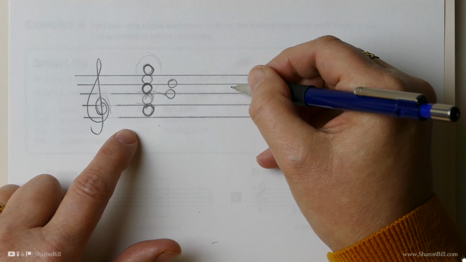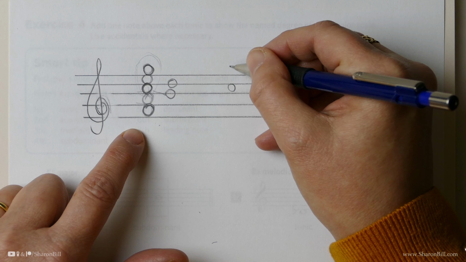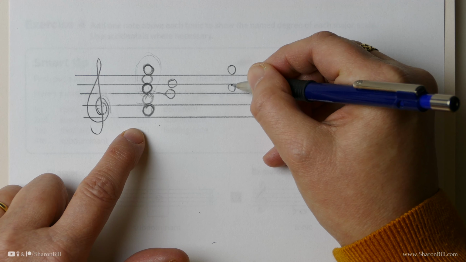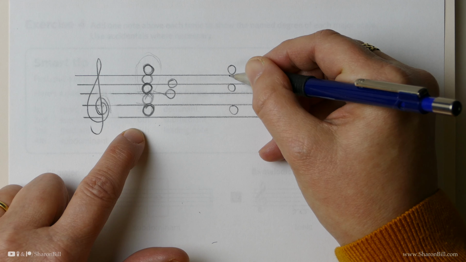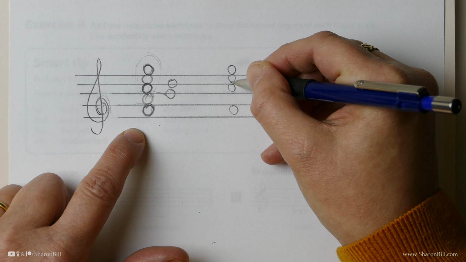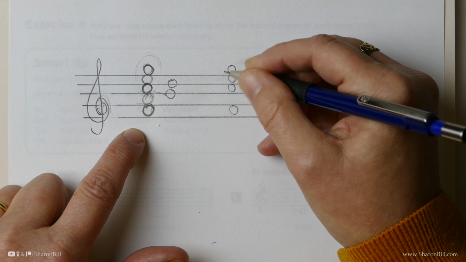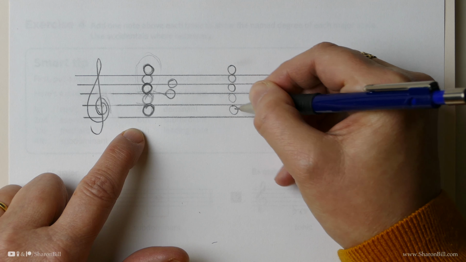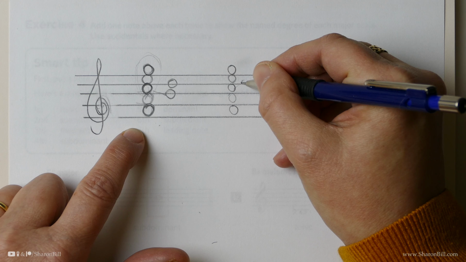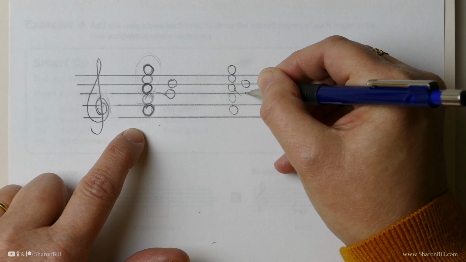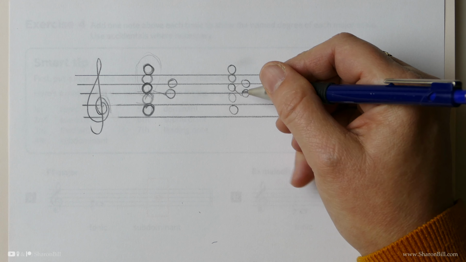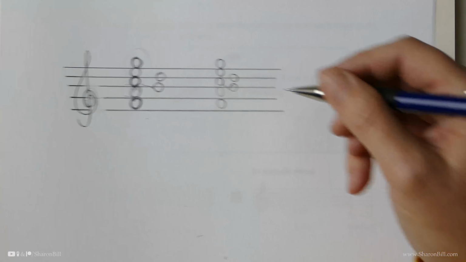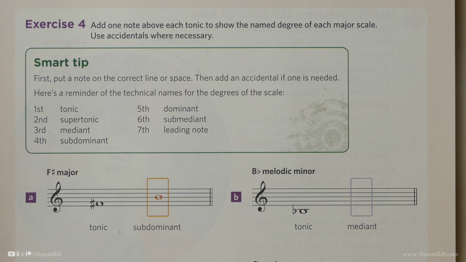So I'll do that again. We have the tonic, we have the dominant, we have the subdominant, the lower dominant, we have the mediant, we have the lower mediant, and then we have the supertonic and the leading note. That's why their names are as they are. Ultimately, you just got to remember them.